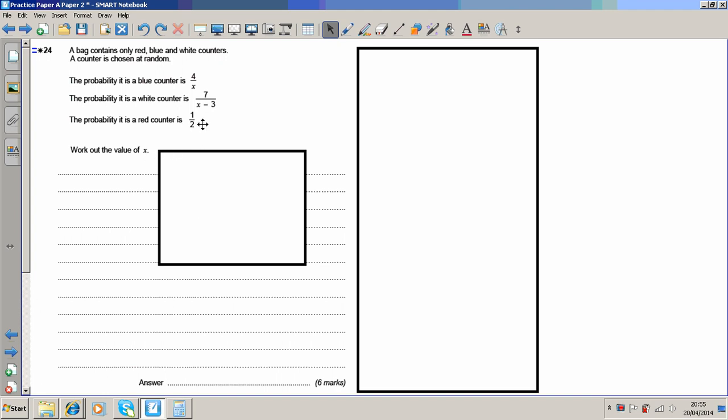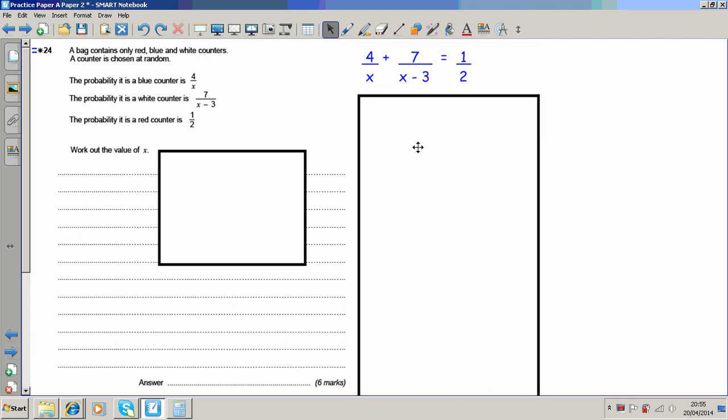Right, the key to this is knowing that if the red is a half, then these two, the blue and white together, must make a half as well. So 4 over x plus 7 over x minus 3 has to equal a half. So now I've got to solve these algebraic fractions.